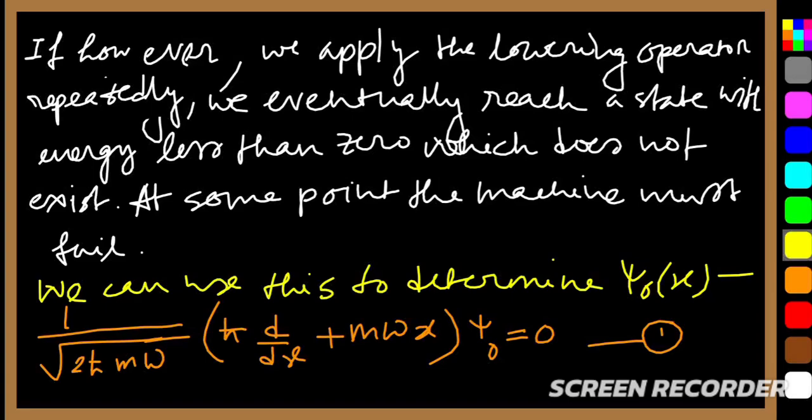Okay, so we can use this for the determination of ψ0(x), that is 1 by root over 2ħmω times the first bracket ħ d by dx plus mωx, bracket close, ψ0 equals 0. This is the first equation. Okay, next.